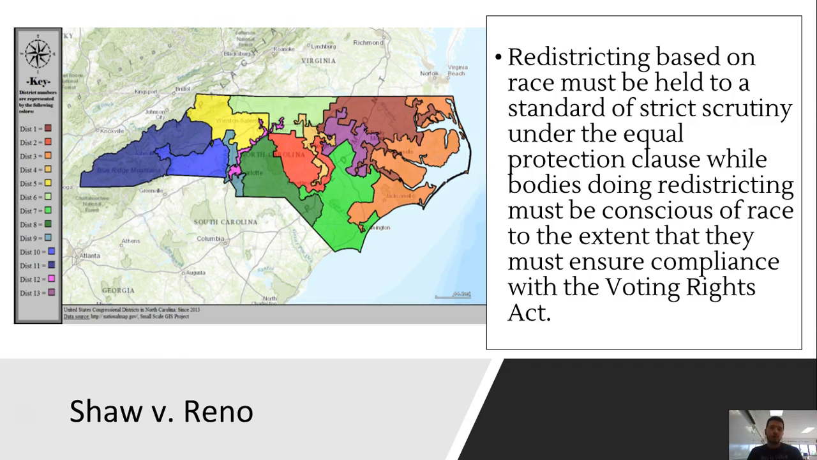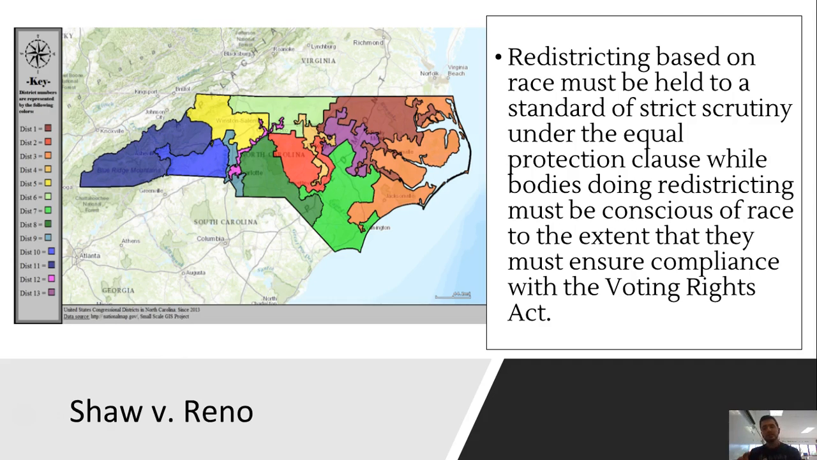And then the second one is Shaw v. Reno, which specifically deals with race. So if you're trying to tell them apart, the easiest way is to remember Shaw v. Reno is about race, while Baker v. Carr is not about race and is just about one vote, or one man, one vote. So anyway, Shaw v. Reno said that redistricting based on race must be held to a standard of strict scrutiny under the Equal Protection Clause, while bodies doing redistricting must be conscious of race to the extent that they must ensure compliance with the Voting Rights Act.